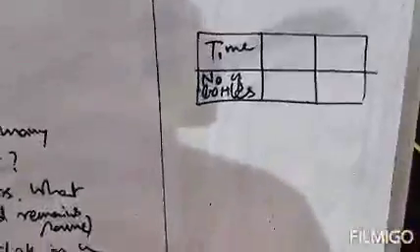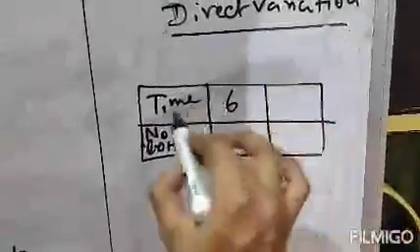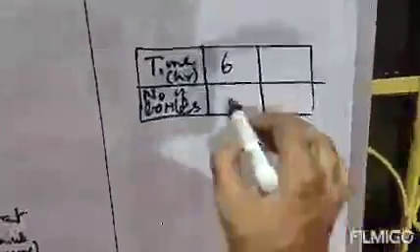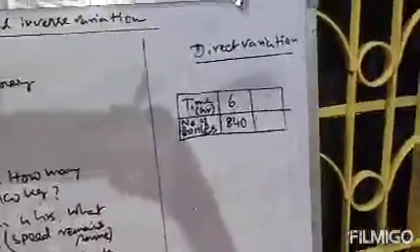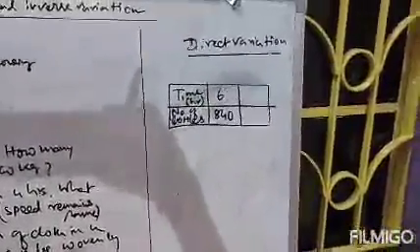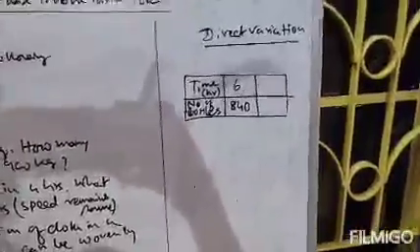Now time is, suppose, 6 hours. Time here is in hours. So in 6 hours, the number of bottles that can be manufactured is 840. Listen carefully: in 6 hours, the number of bottles that can be manufactured is 840.